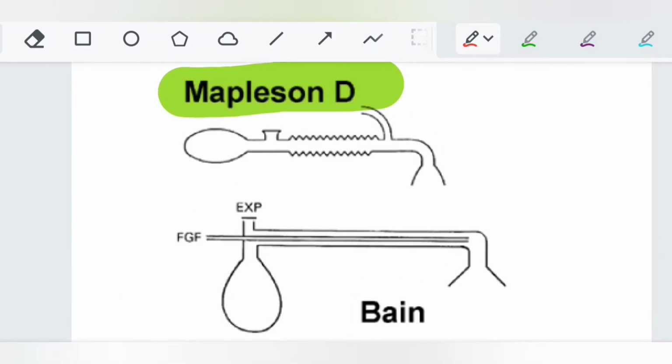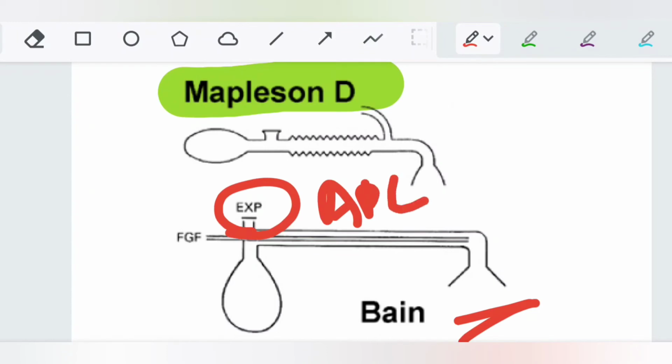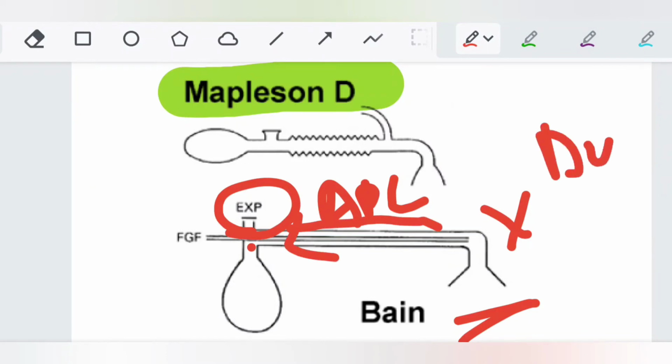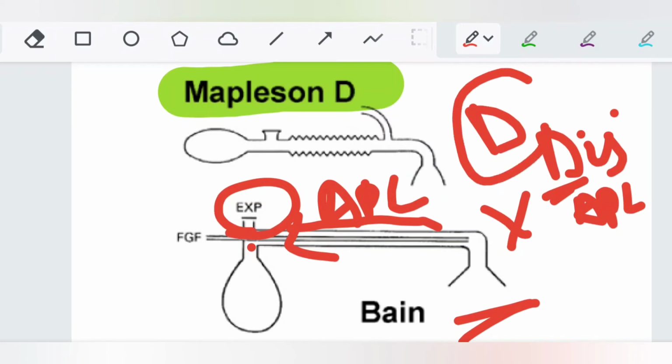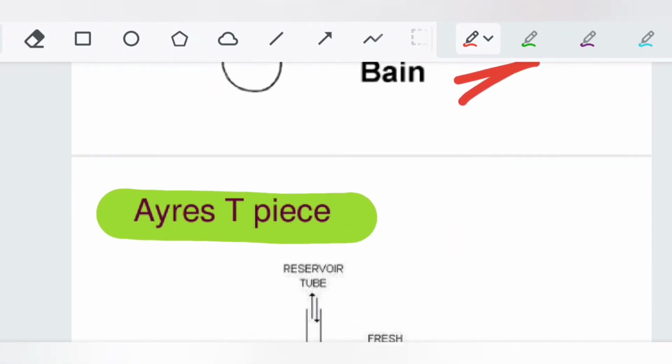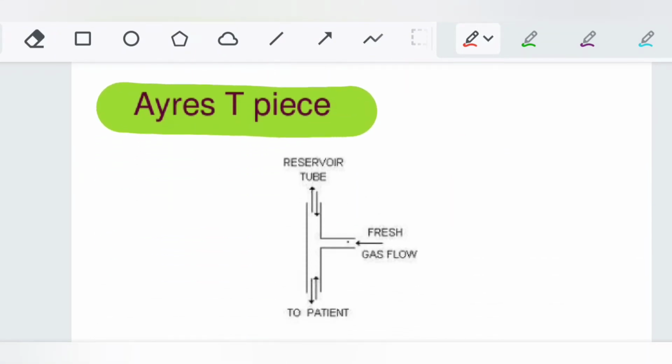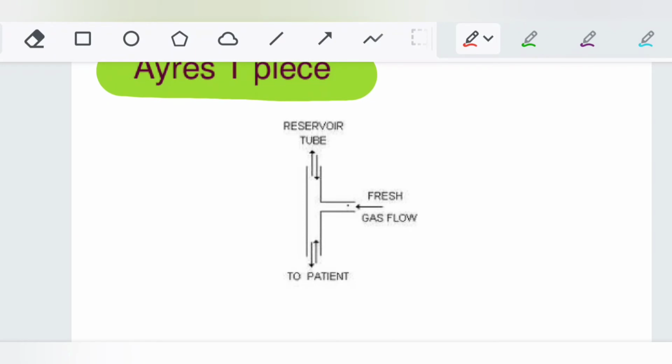Now coming to D. D is for distant APL. See, this is my patient side and the APL valve is distant from the patient side. It is not on the patient side, it is distant from it. So for distant APL, it is the Mapleson D circuit. And Ayre's T-tube, as I said, that is E.